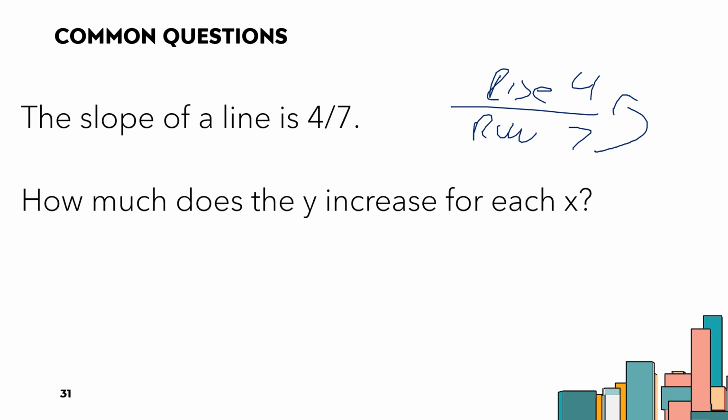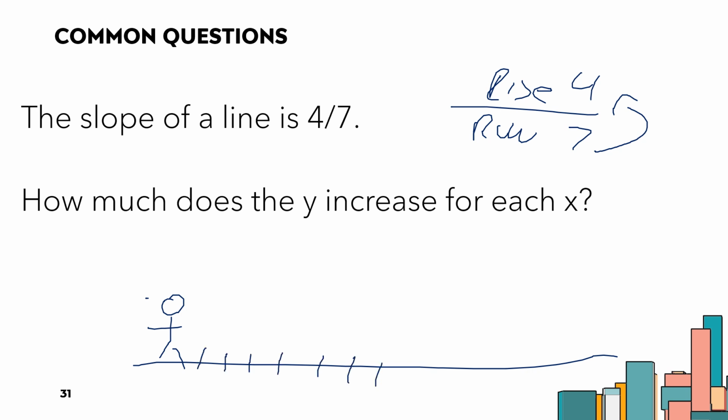What this means is, so pretend like you're walking. You take 1, 2, 3, 4, 5, 6, 7 steps to the right. You'll take 1, 2, 3, 4 steps up. So you're kind of going uphill. So that's one way to think about it. For every 7 steps you take to the right, you're going to go up 4. It's like walking uphill. So the line's going up at a steady pace.